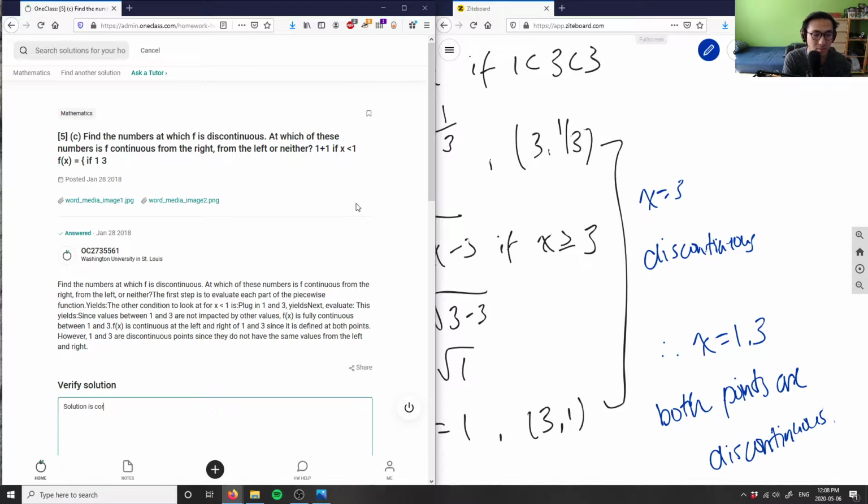Solution is correct. They didn't really show the mathematics behind this like I did, but it's fine because they described it as well. Solution is correct. Great analysis.